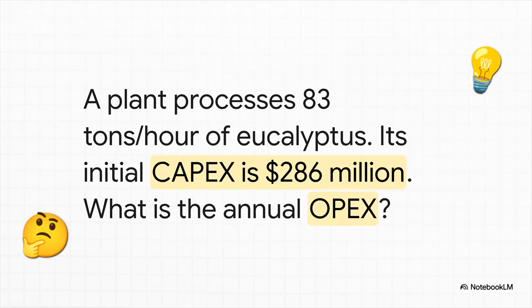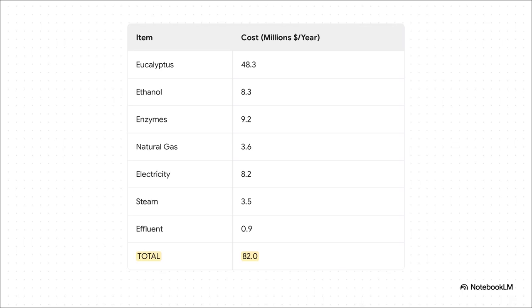So here's the setup. This plant chews through 83 tons of eucalyptus an hour. And we know the upfront build cost, the CapEx, was a cool $286 million. So our mission is to figure out what the annual OPEX is going to be. All right, first step, we have to add up all those variable costs.